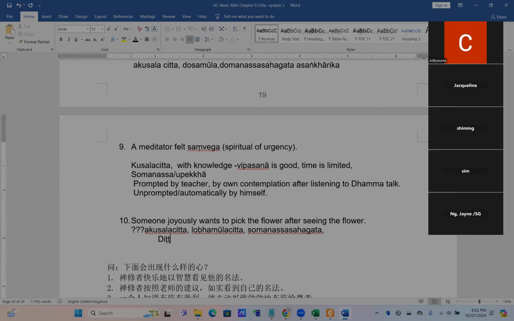It depends on how you see whether there is wrong view or not, but I don't think there's any wrong view here, because wrong view means not believing in karma and so on. Here, nothing to do with karma. He just wants the flower. All right.